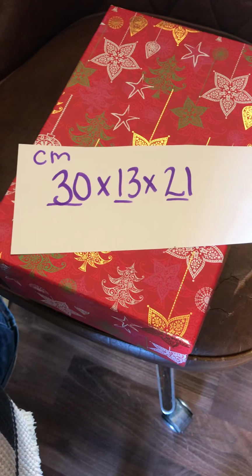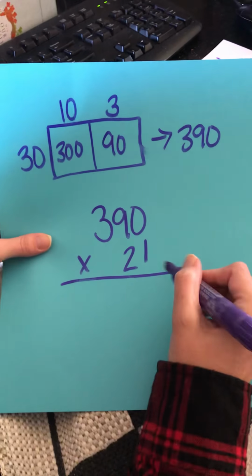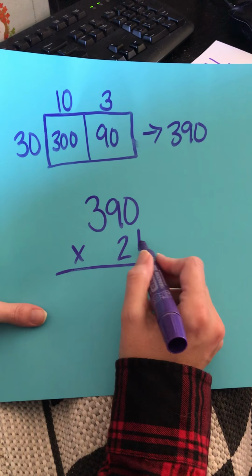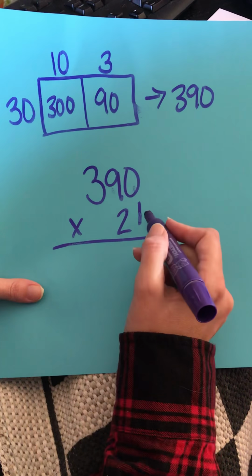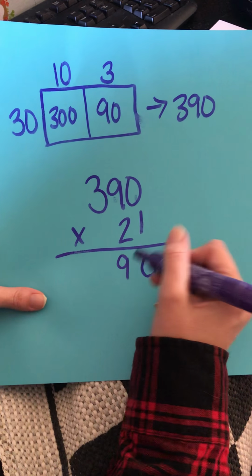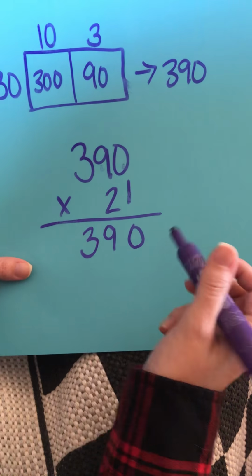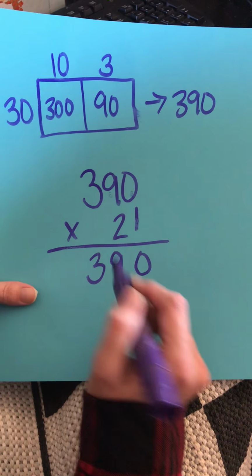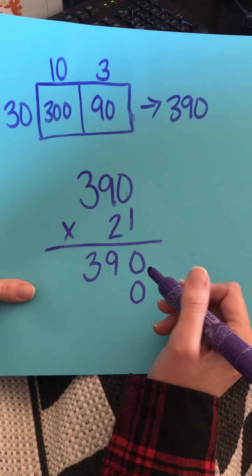So 390 times 21. So this time I'm going to use the algorithm again. So I'm going to multiply the 1 by each digit. So 1 times 0 would be 0. 1 times 9 gives me 9. 1 times 3 is 3. So now I'm going to multiply everything by 20. And again, to keep everything lined up, I'm going to put a 0 first.